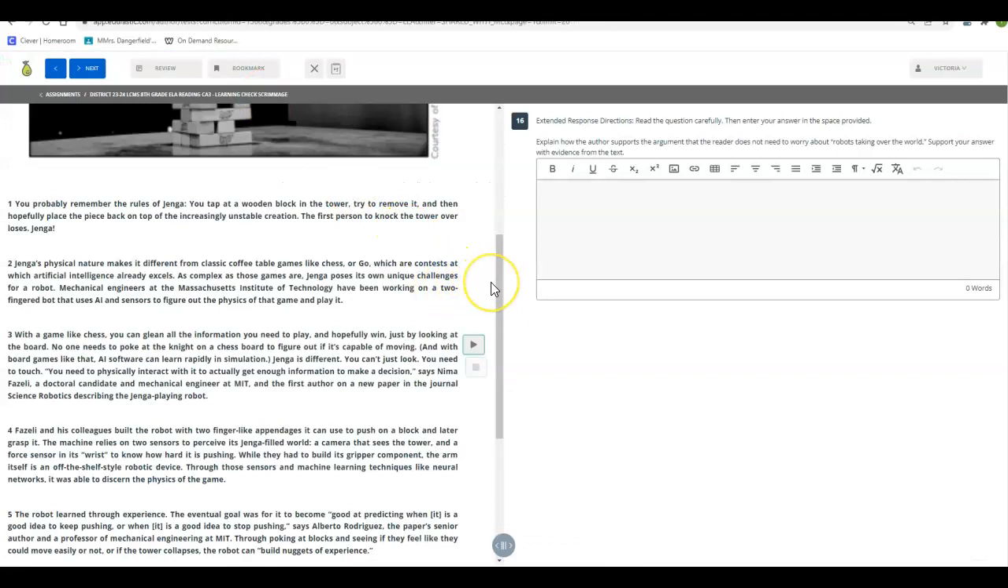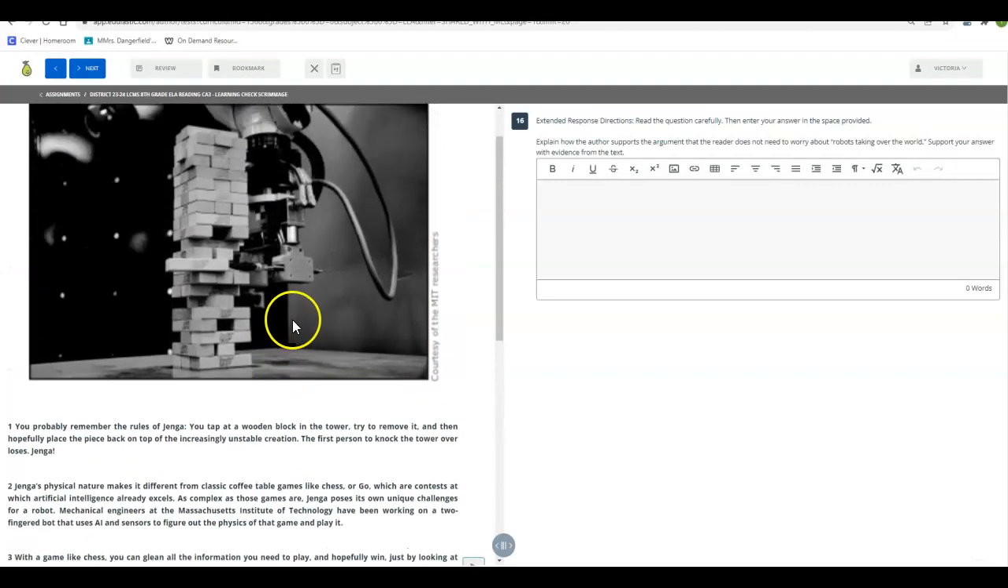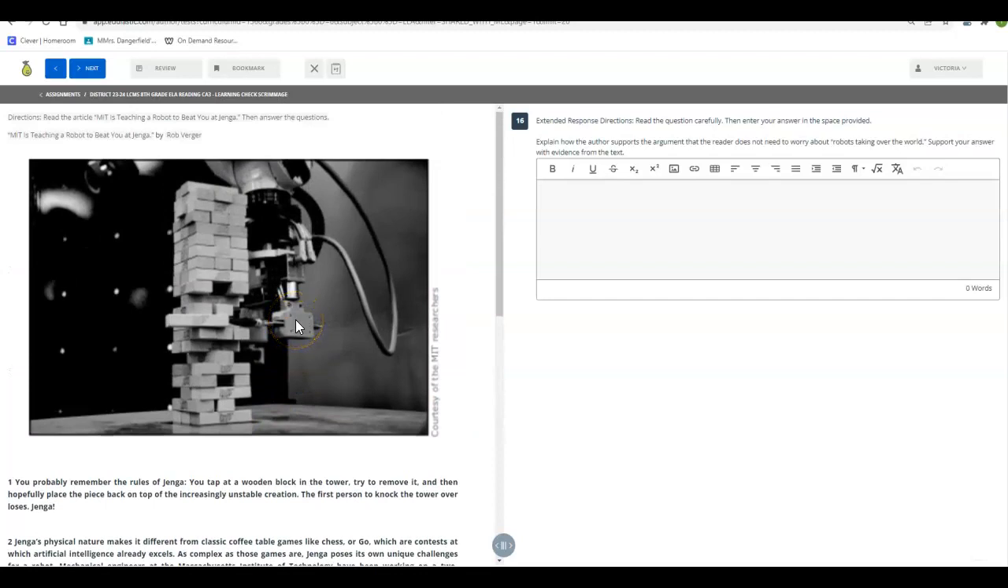So now that you have gotten a good idea of what your score was on question number 16, we're going to look at it a little more closely. This is what question number 16 looked like on the assessment. It says, explain how the author supports the argument that the reader does not need to worry about robots taking over the world. Support your answer with evidence from the text. The text is here on the left-hand side of the screen. It's the passage about the robot that they taught to play Jenga.